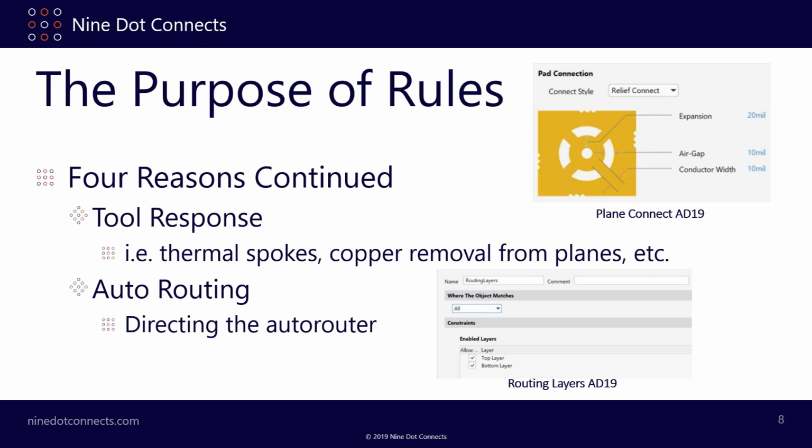And the last one is for auto routing, and I'll talk about a few examples of that in a few minutes. But what I call the common sense things that we would do as humans, you actually have to dictate those to the auto router. So for example, you may not want to route on a certain layer because maybe you want to hold off something on that layer. Well, in the auto router, it's going to use whatever layers are available. So you actually have to tell it which layers you can and cannot use. So those are the 4 reasons right there.